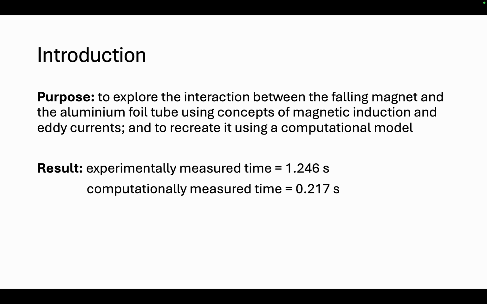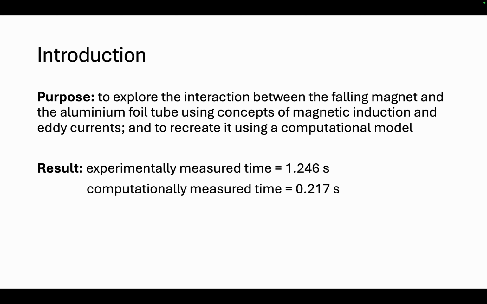Video contents are as shown on the screen: introduction, related concepts, experiment, computer model, and discussion. The purpose of this lab was to explore the interaction between the falling magnet and the aluminum foil tube using concepts of magnetic induction and eddy current, and to recreate it using a computational model.